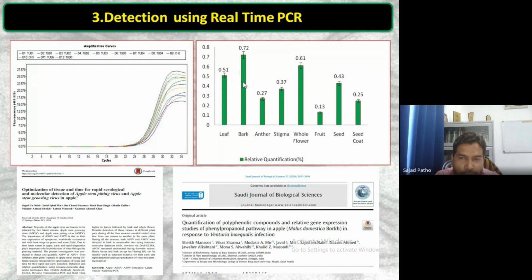And one more thing, we don't need any gel electrophoresis system. Here you can see the curves. So here we can come to know that yes, the curve has gone up, so the pathogen or whatever gene we are amplifying is present here. And through this approach, we can also quantify the pathogen, that is, how much pathogen titer is present. And we can have absolute quantification, not only relative quantification, using real-time PCR.